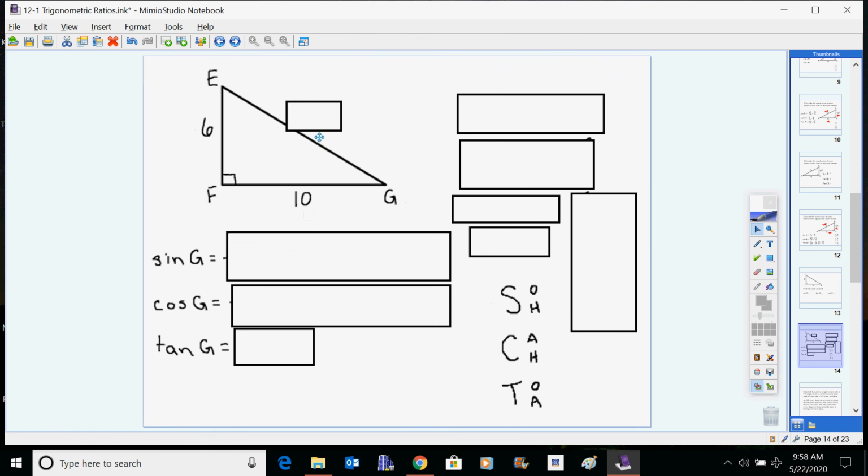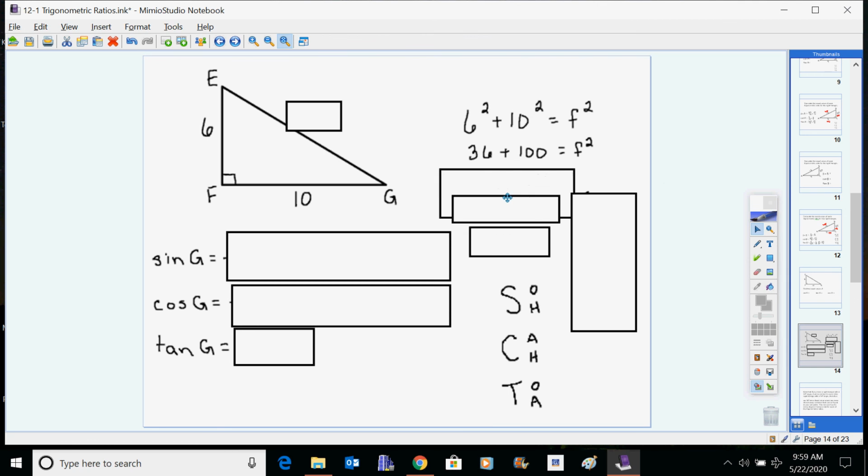So somehow, hopefully, it's triggering in your mind that we have a way to find that hypotenuse. And that's by the Pythagorean theorem. a squared plus b squared equals c squared. 6 squared plus 10 squared. Notice I gave it a little f because it's across from the capital F. 6 squared plus 10 squared equals f squared. 36 plus 100 equals f squared. 136 equals f squared. When I try to square root 136, I do not get a whole number.